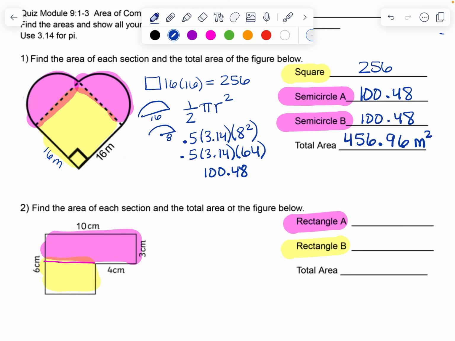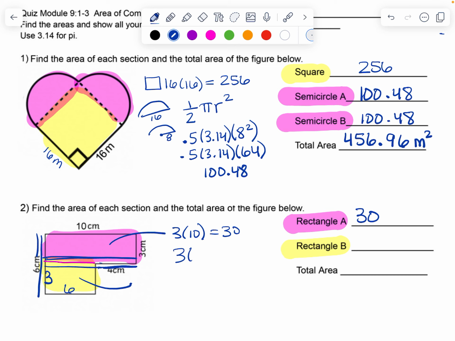And this rectangle, we have to figure out what the lengths are because they aren't given to us specifically. But I do know if all the way down is 6 and here to here is 3, the rest is 3. And I know that if all the way across is 10 and here is 4, then this would be 6. So this one is 3 by 6, which is 18. So I'm just going to add together to get 48.